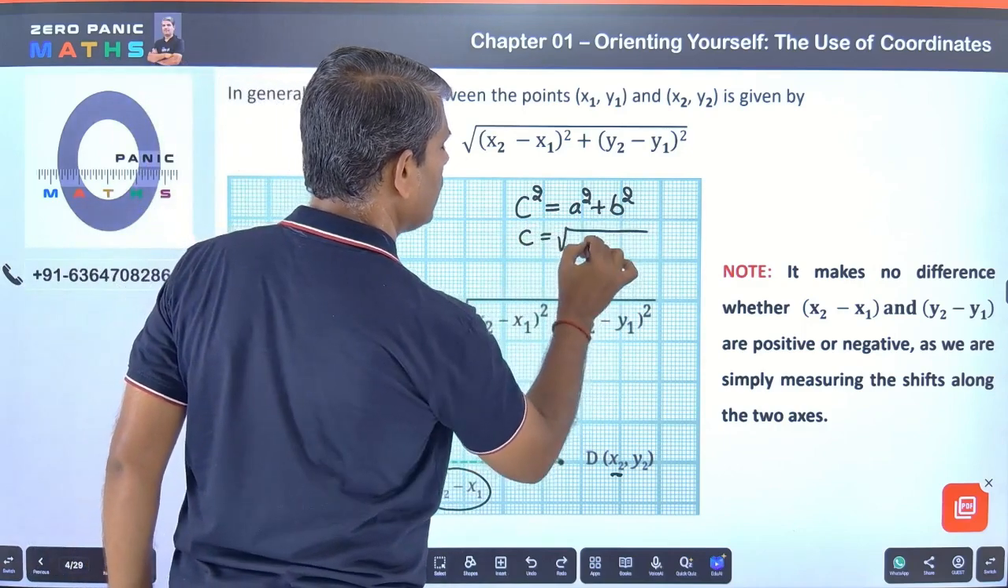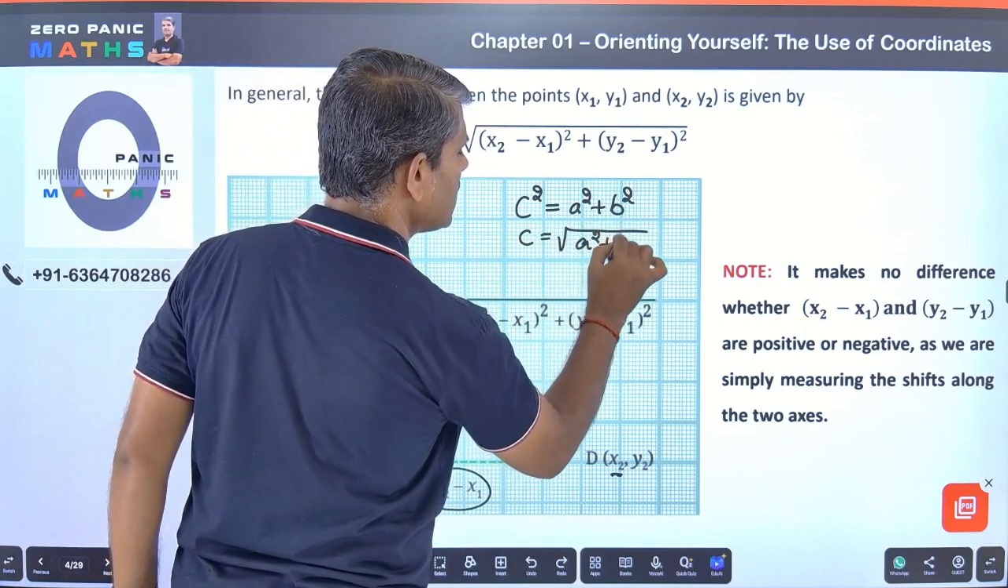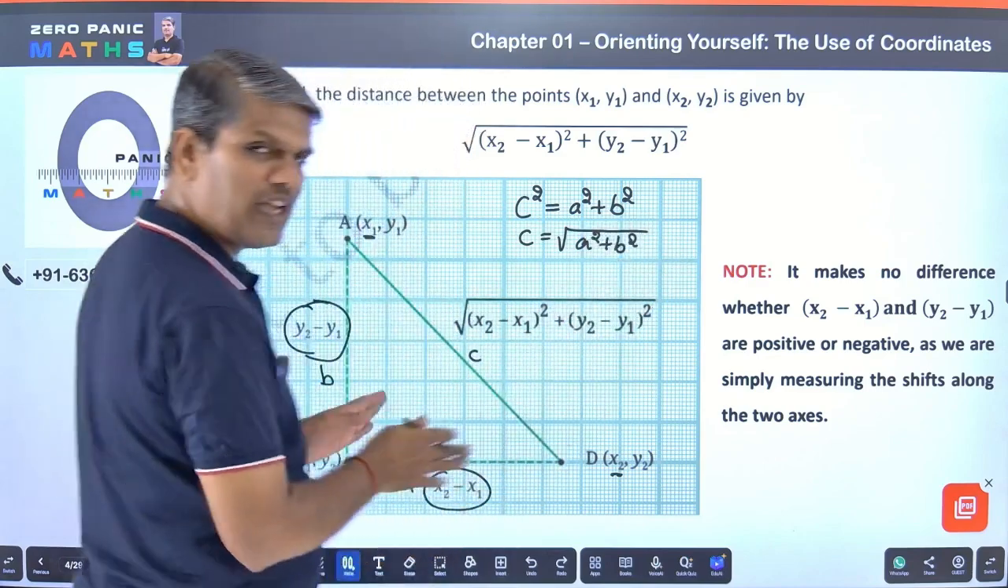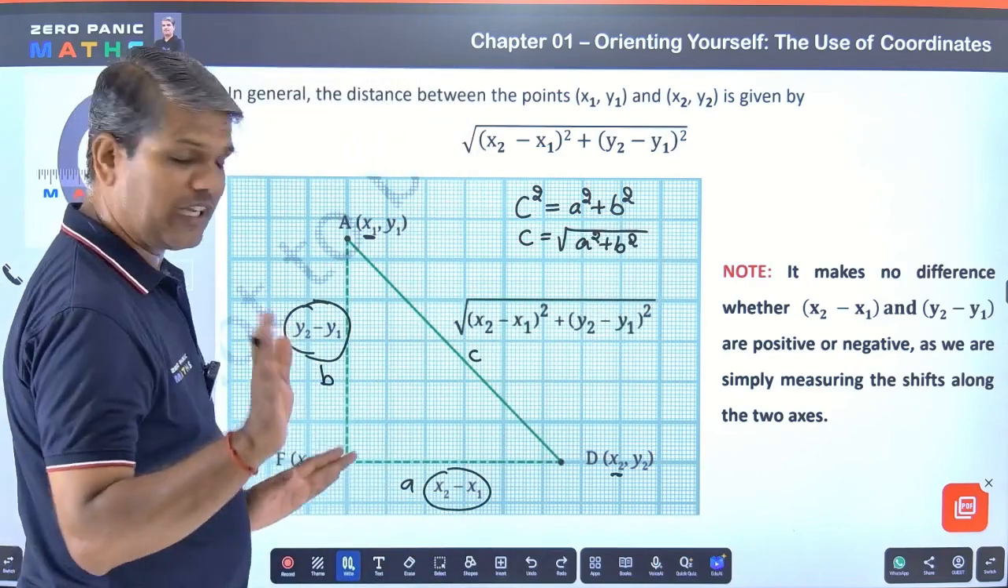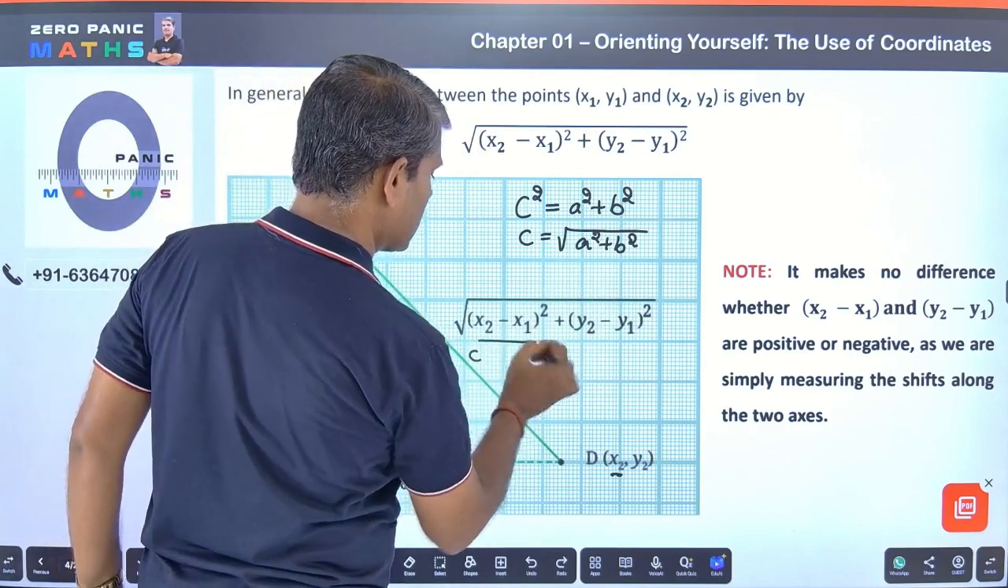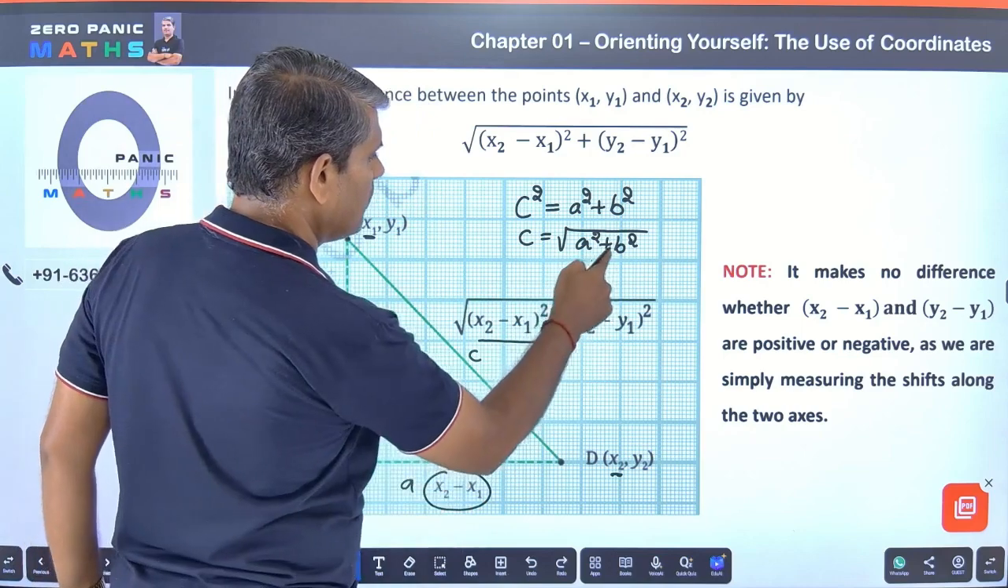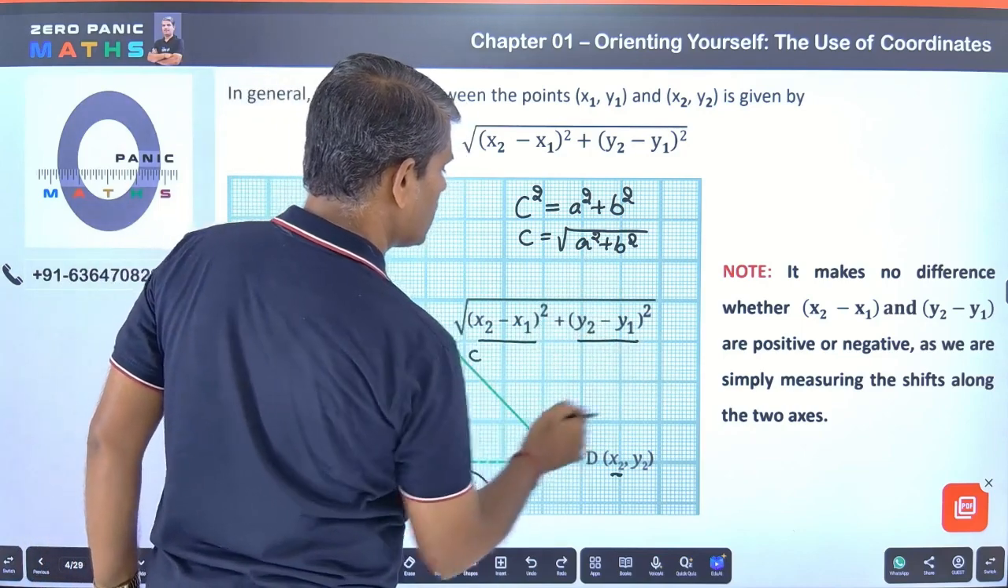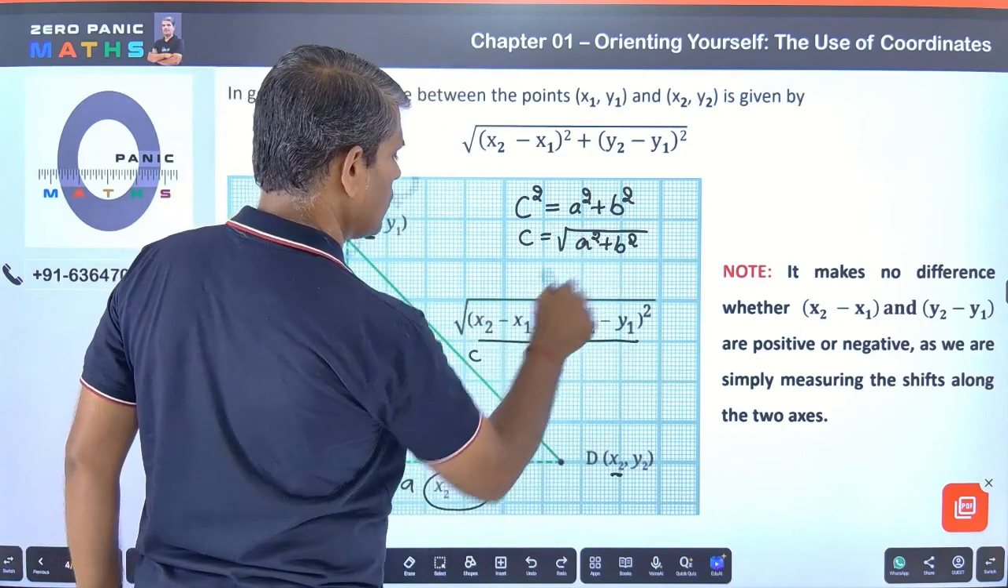It will be square root of a square plus b square, and that is what we are doing here also. If you are getting confused, you see that a is x2 minus x1, and b is y2 minus y1, and the square of those two.